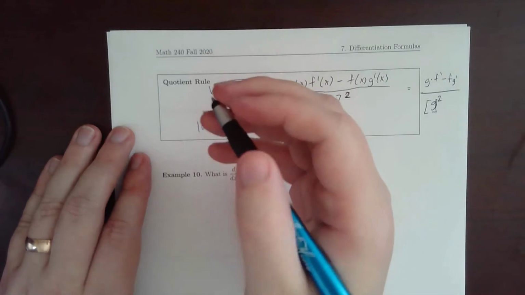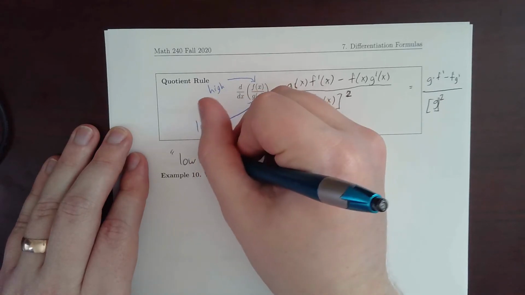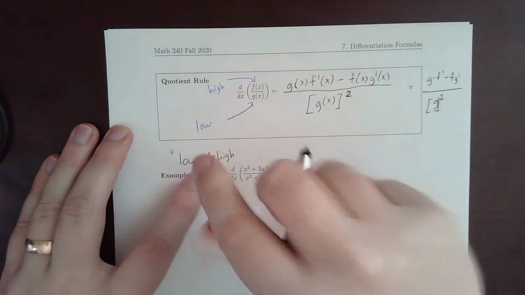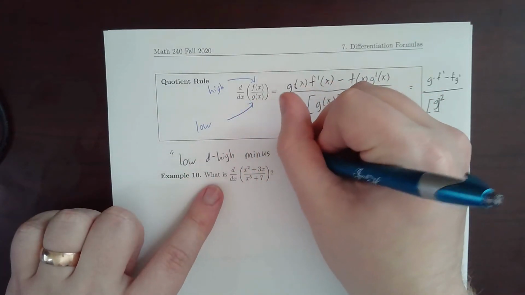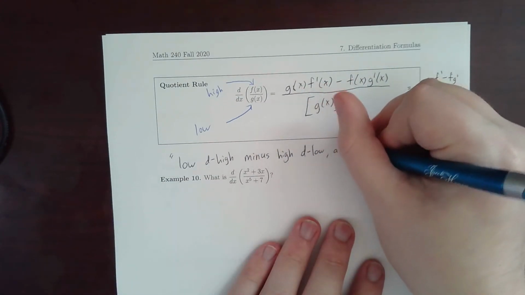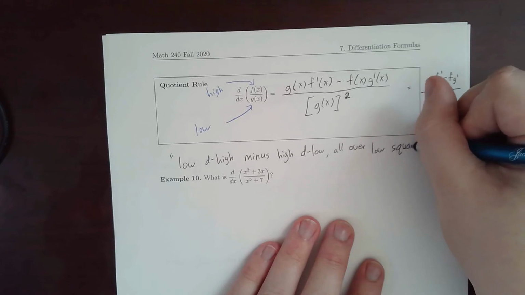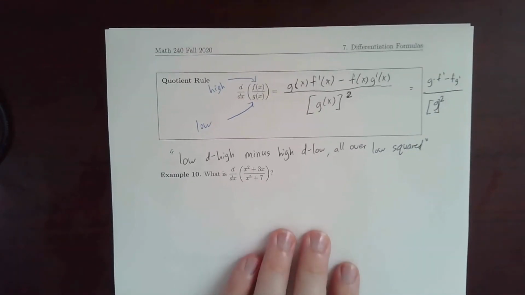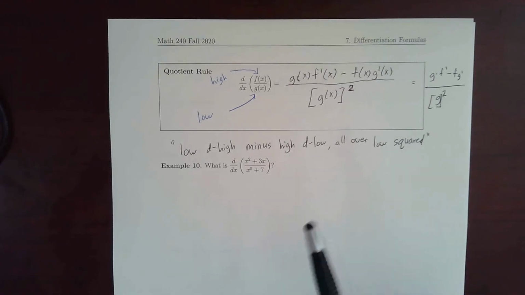So how it's typically referred to is low d high, and this d of course is for derivative, minus high d low, all over low squared. So when you're looking at the quotient rule, if you can remember which one's your numerator and denominator and what means high and what means low, if you remember low d high minus high d low all over low squared, that'll be a way to remember the quotient rule a little more easily.